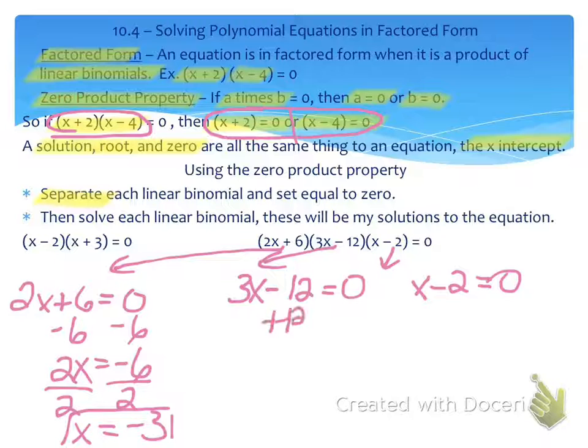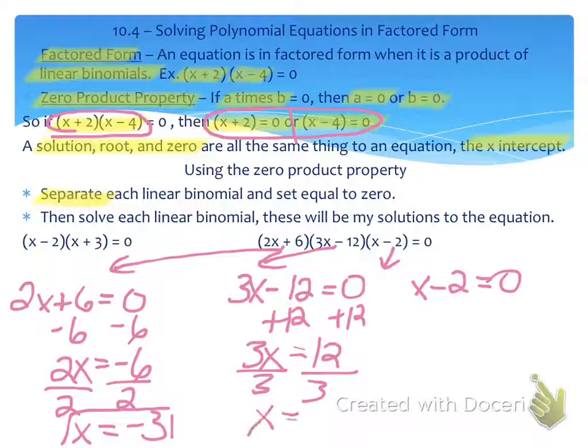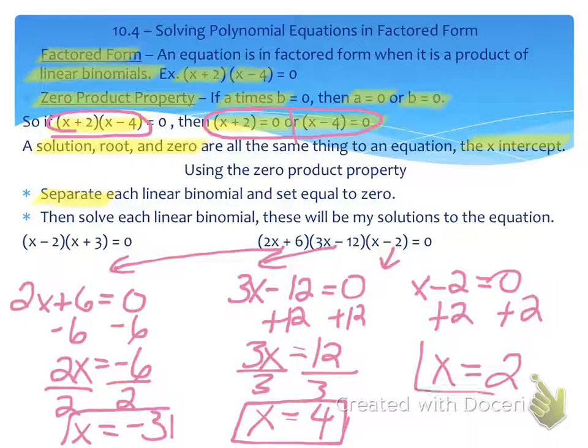This one I add 12 to both sides. So 3x is equal to 12. And divide by 3 on both sides to get x is equal to 4. Last one, just add 2 to both sides. So x is equal to 2. That's my final answer. And all 3 are my solutions, all 3 are my roots, all 3 are my zeros.